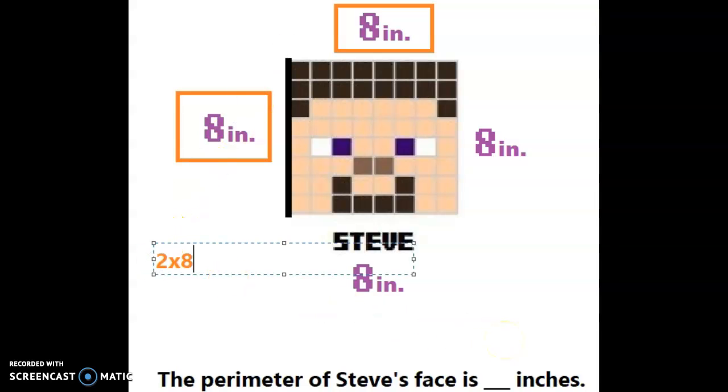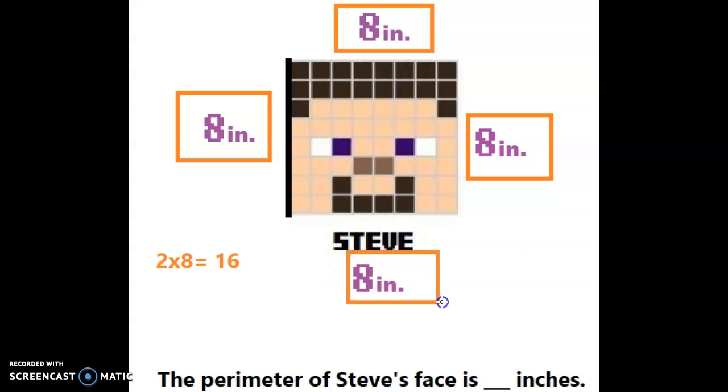2 times 8 is 16. And so we have 2 more 8's left, which would be another 2 times 8. And remember that 2 times 8 is the same as 2 groups of 8, which is another 16. So now we have 2 16s to add up.